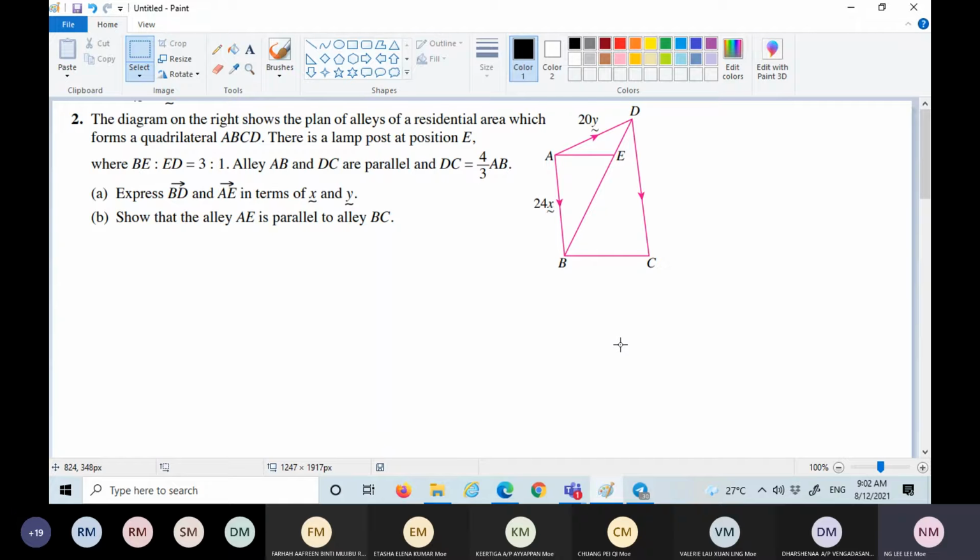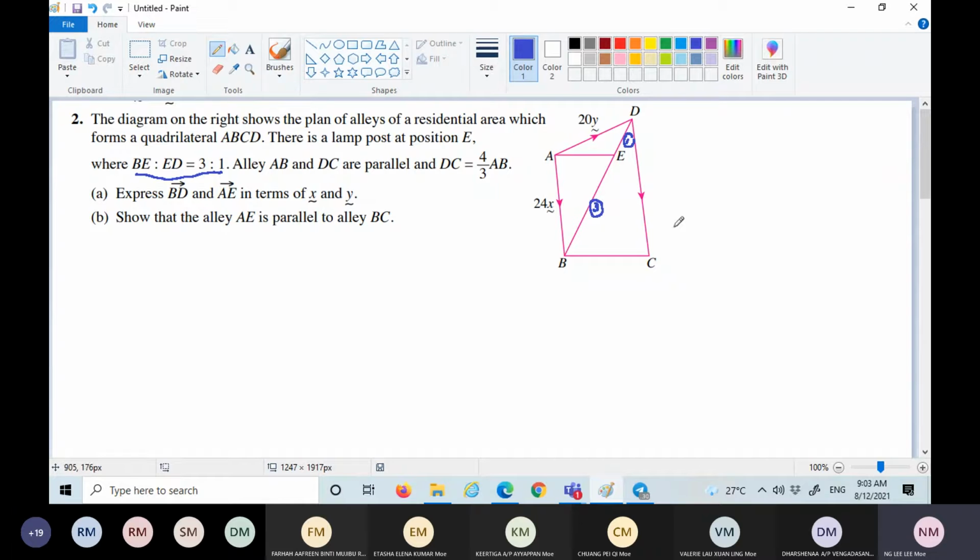Okay, this is a quadrilateral ABCD. So first information that I have is here. This one, BE and ED is 3:1. Since this is not a length, this is the ratio. So usually the ratio we will circle out, so you will not mistake it for the length. So B to E is 3 portions, and then E to D is 1 portion. So this is how you label it.